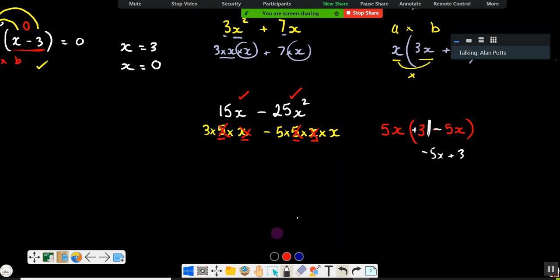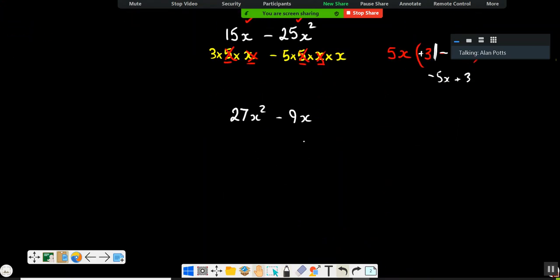Let me give you, so let's do 27x squared minus 9x. Okay, there's one to do, and another one I'm going to do is 36x plus 12. Those two. Have a go at those two for me.